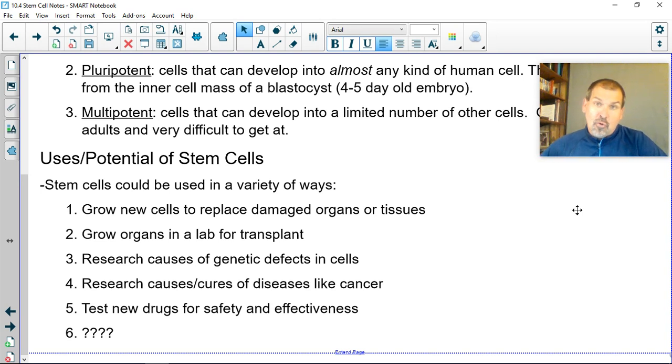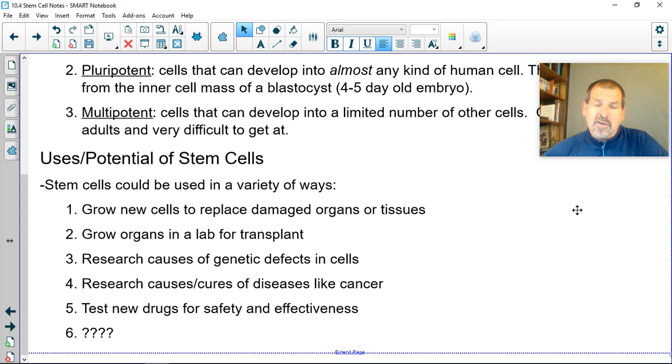It's potential to grow new organs in a lab from stem cells. Imagine if organ donor lists were things of the past. If you needed a new liver or a new kidney, you wouldn't have to wait for someone to die in a tragic car accident and harvest their organs. We could just go to a lab and we could grow a liver or a kidney right in the lab to replace the one that you need.